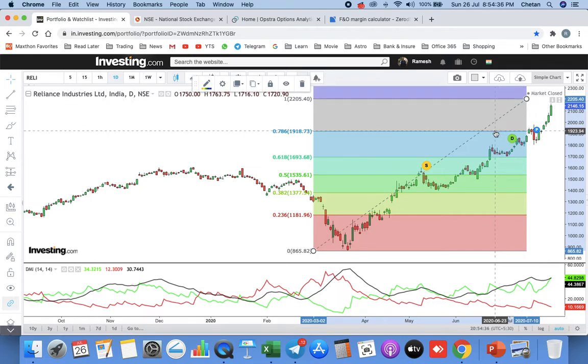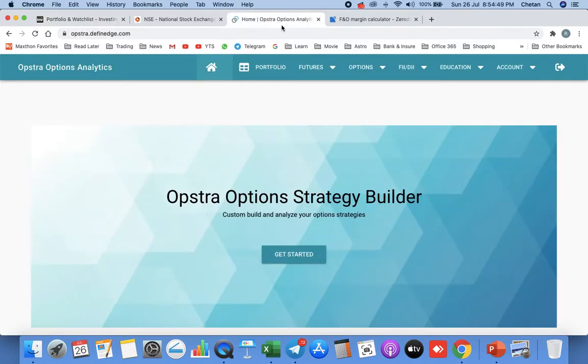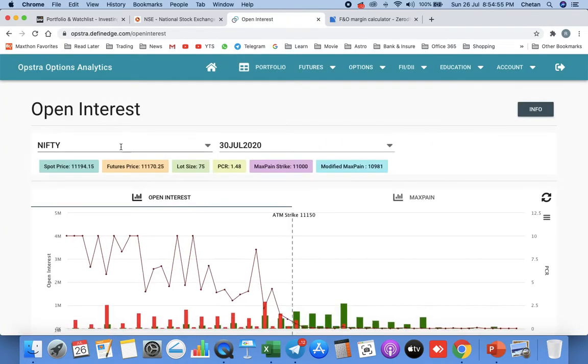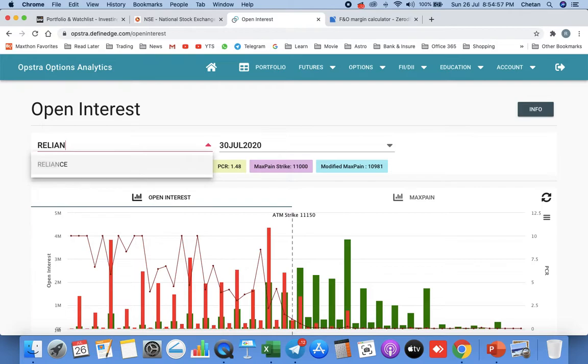Now, in case you want to make a hedged position with a very safe risk-return, which strategy can you apply? Let us first go for the delta neutral strategy. The first strategy we'll discuss is the delta neutral strategy. What we'll do is first identify the option pain. We'll go to Reliance and see what the option pain is and identify the position.